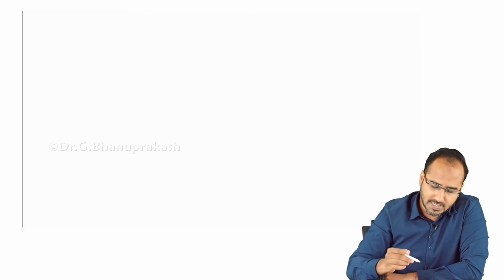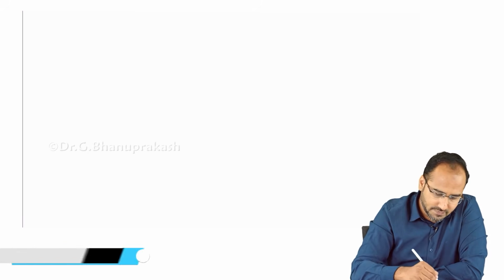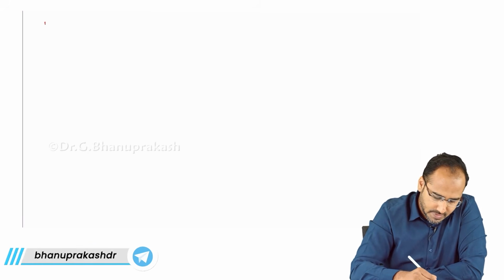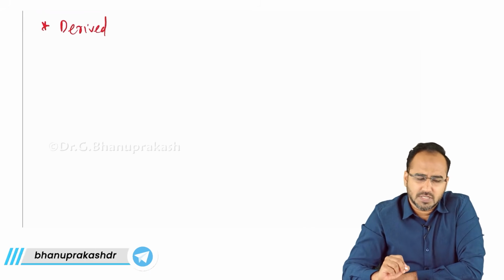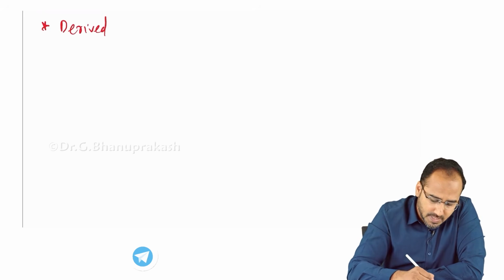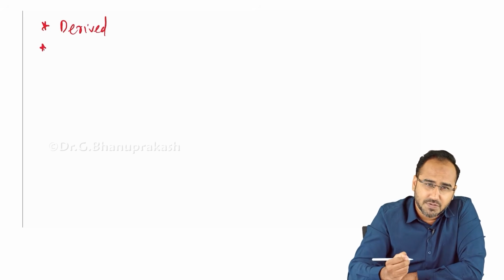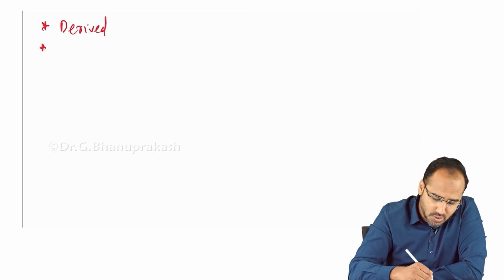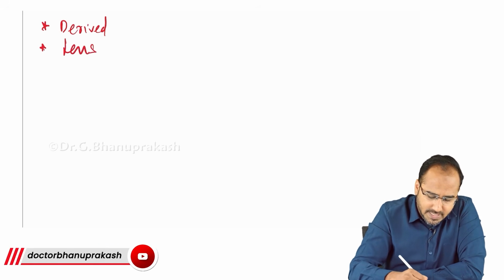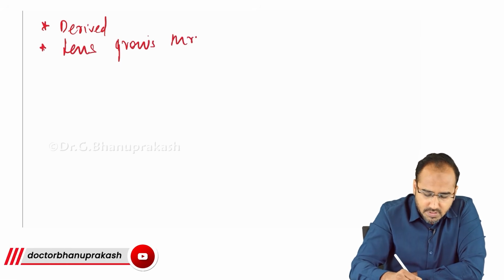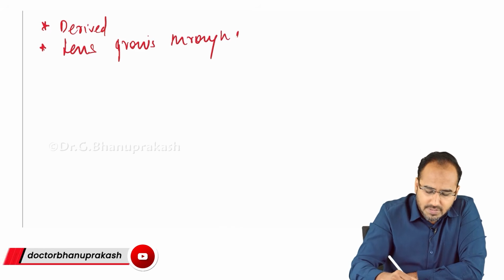So we are talking about the lens, starting with the derivation. We have already known that the lens is derived from surface ectoderm. After the derivation, what else do we need to know? As we are growing, the lens grows throughout the lifetime.